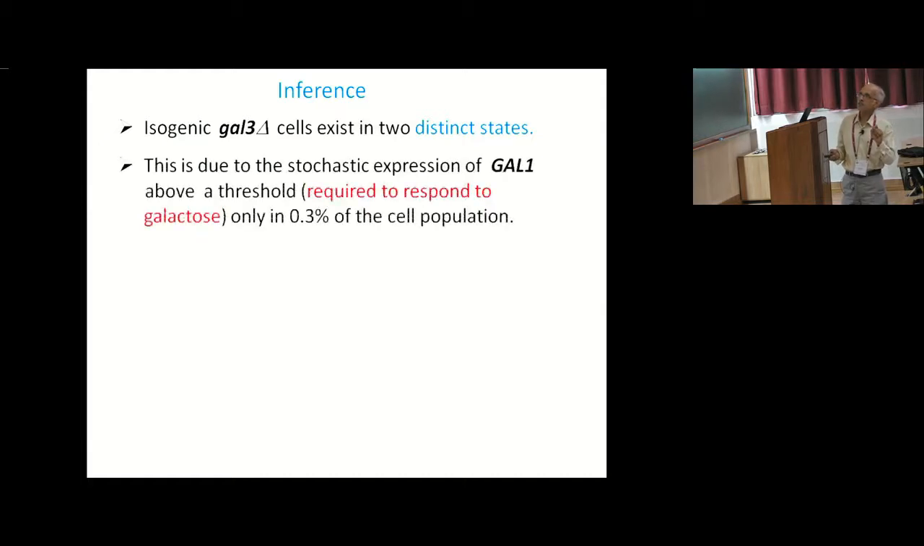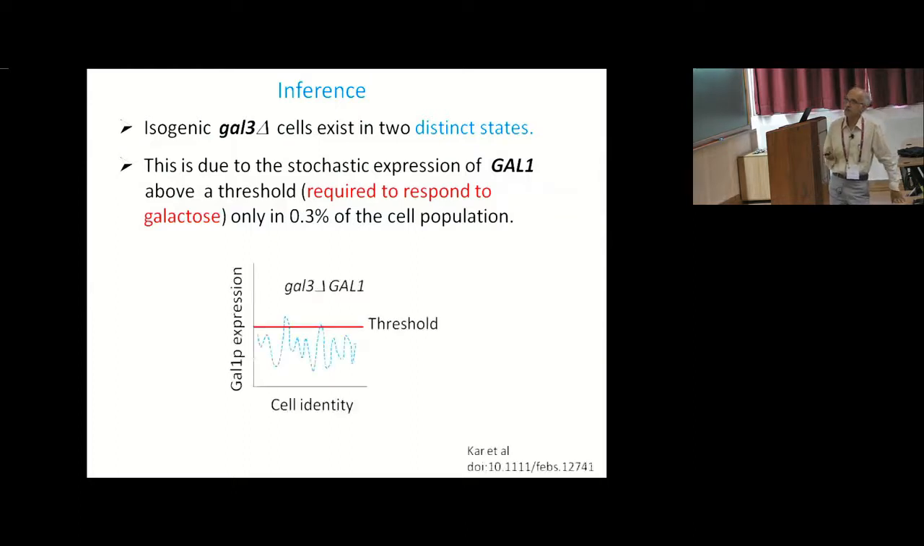So the inference is that isogenic Gal3 deletion cells exist in two distinct states. This is due to the stochastic expression of Gal1 above a threshold only in 0.3% of the cells. That 0.3, it's fixed. Any time you can repeat this experiment, and it turned out that this experiment was repeated by some other group for a different reason. I will show that result.